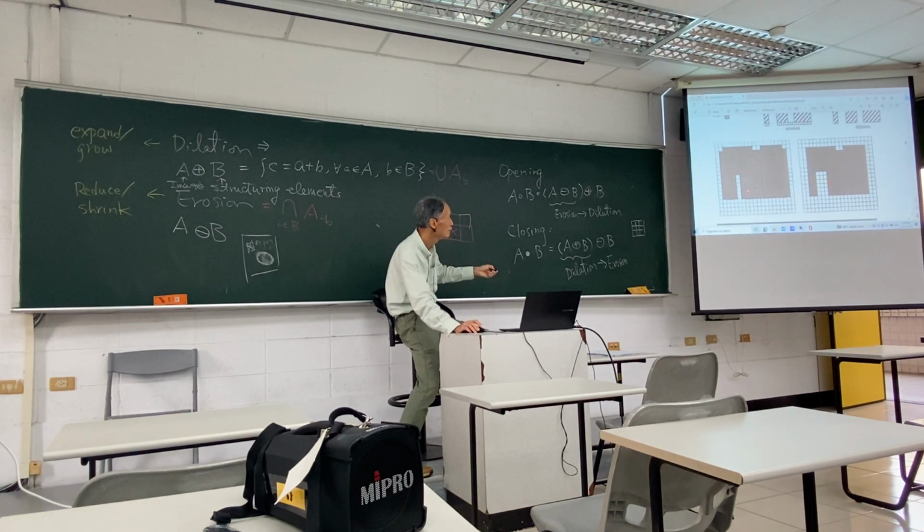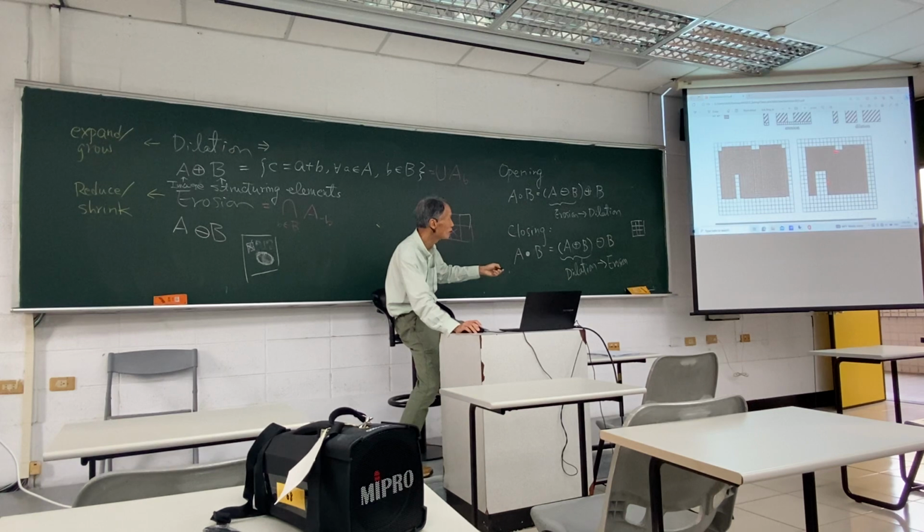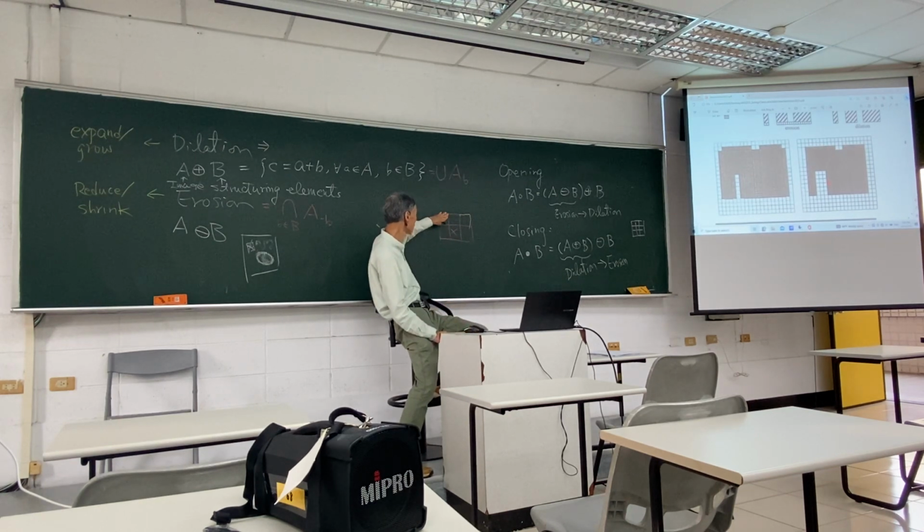And this is the closing. In closing, we do the dilation first to fill the gap, and then we do the erosion. See that? We fill the gap and maintain the original size, but these 2 points cannot be filled. As I mentioned, that's because of the structural element like this.